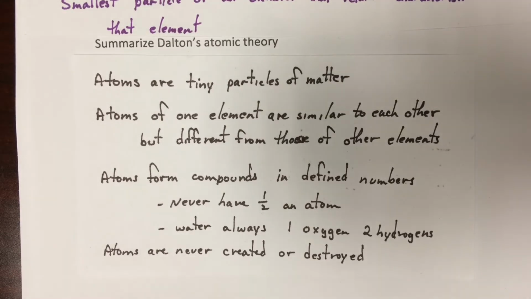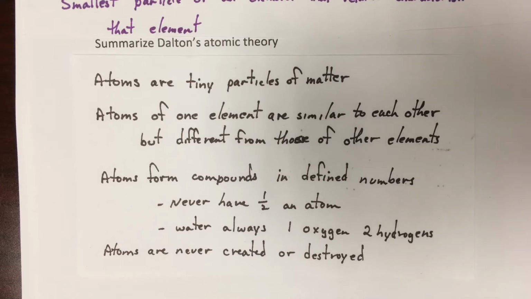So atoms are very tiny particles of matter, much, much too small to see. We now have scanning electron microscopes that can visualize them. But even then, you just see kind of a vague outline. Atoms of one element are similar to each other, but different from those of other elements. So if I have an atom of carbon, it is fundamentally different from an atom of nitrogen. But all the atoms of carbon are similar to each other.